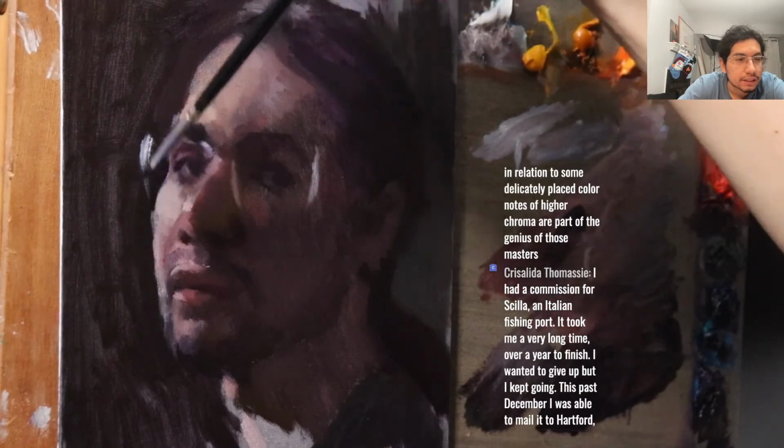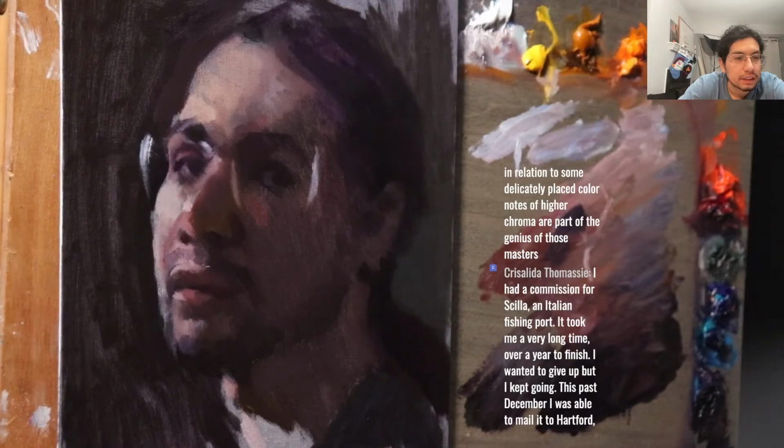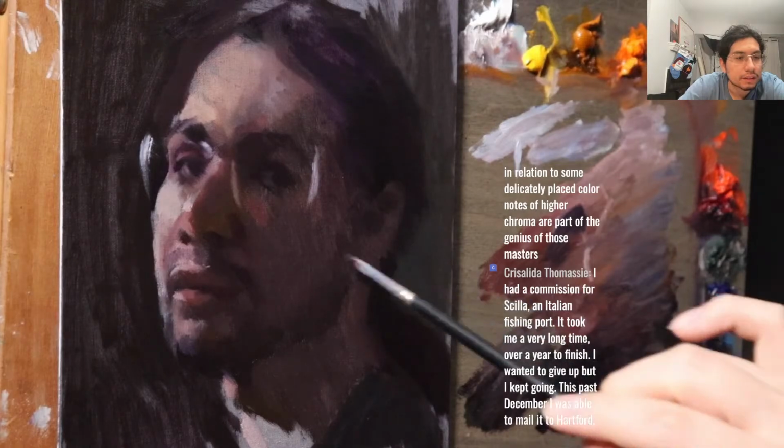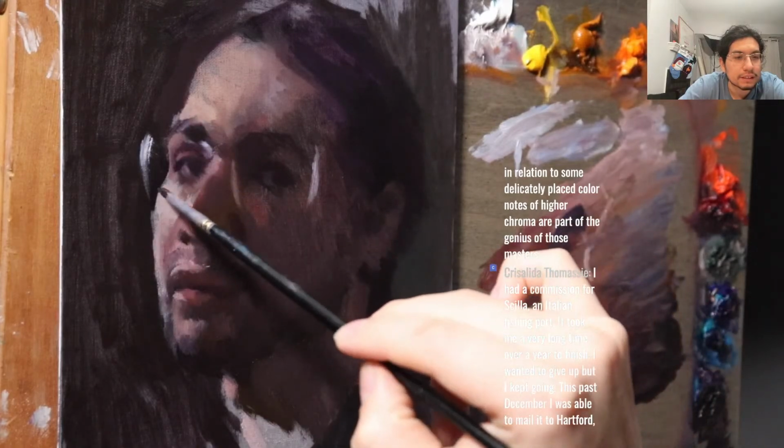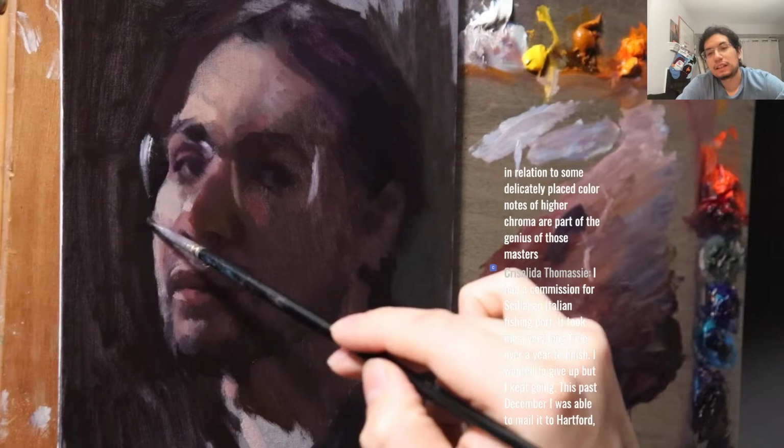So from Chrysalida, you took a commission for, let's see, an Italian fishing port. Took a very long time, over a year to finish. You wanted to give up, but you kept going. This past December, you were able to mail it to Hartford. Awesome.